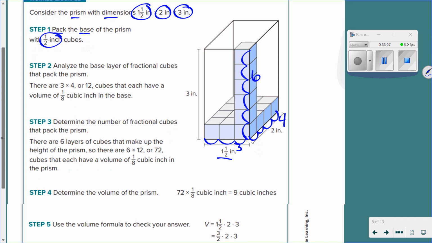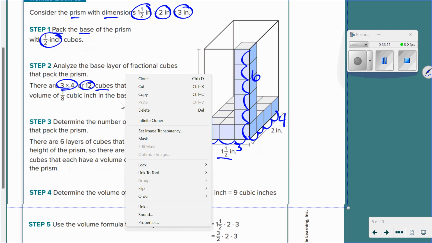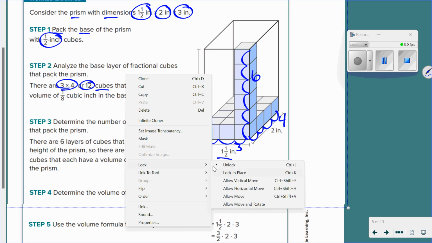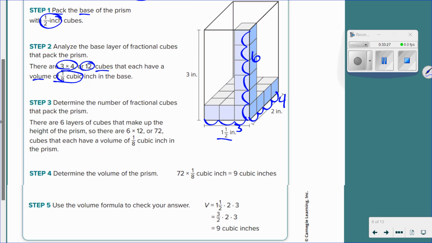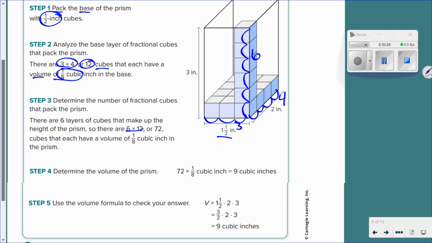Okay. So when we analyze this, on the base, we had 3 by 4 or 12 cubes. What's the volume of each of those? We just did the whole piece about 1/2 inch cubes having a cubic volume of 1/8, correct? If you need to check the math, it's on the previous page. Then I have 6 layers of those 12, so 6 12s gives me 72. Each one of those 72 cubes has a volume of 1/8 cubic inch, yes?